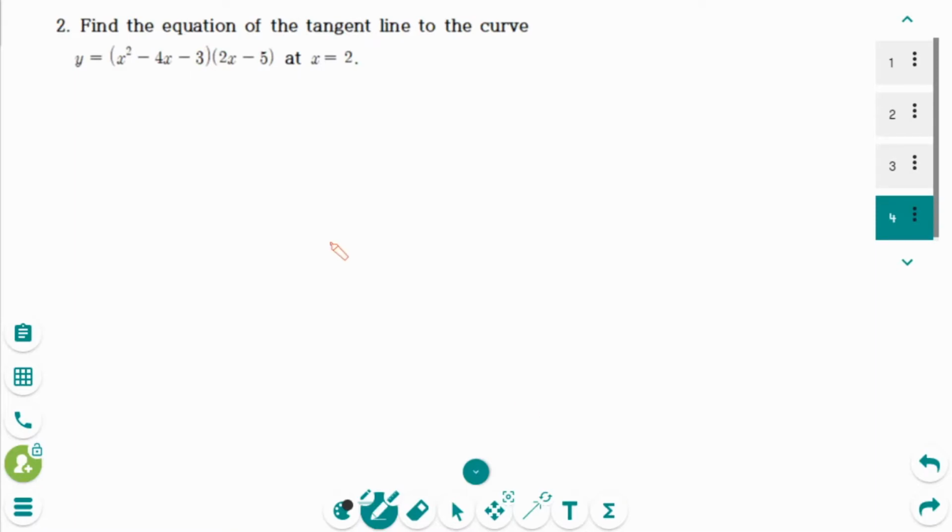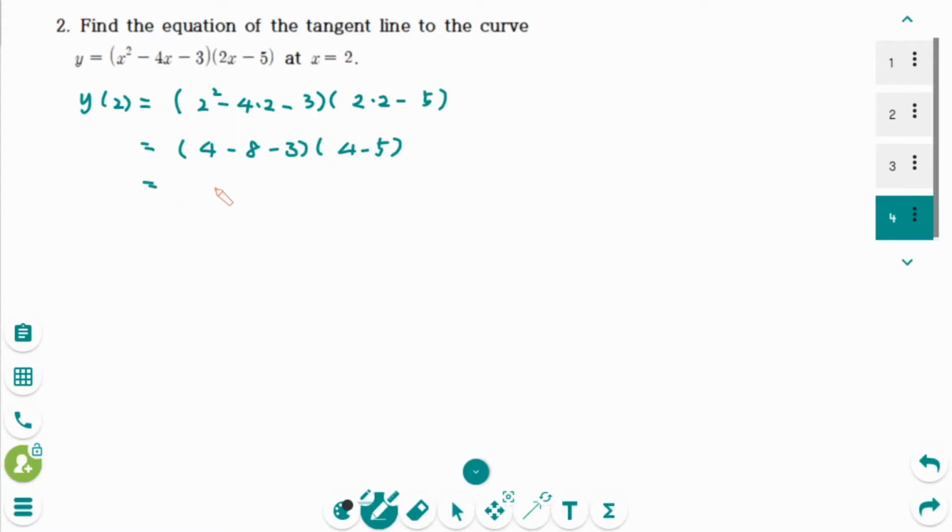To find the tangent equation, a slope and a point are required. To find the value of y, we put 2 in x. So y(2) equals (2 squared minus 4 times 2 minus 3) times (2 times 2 minus 5), which equals (4 minus 8 minus 3) times (4 minus 5), which equals (minus 4 minus 3) times (minus 1), equals minus 7 times minus 1, which is 7. So the point is (2, 7).